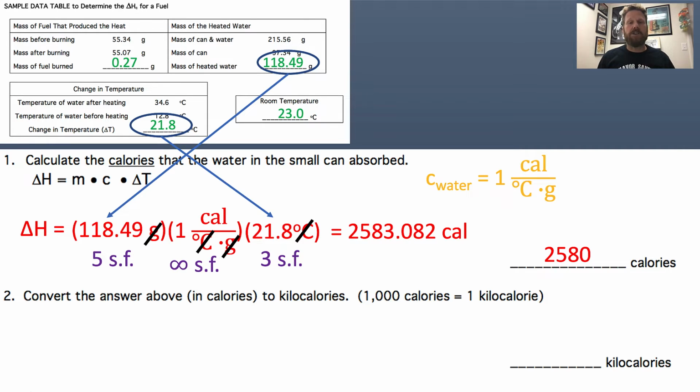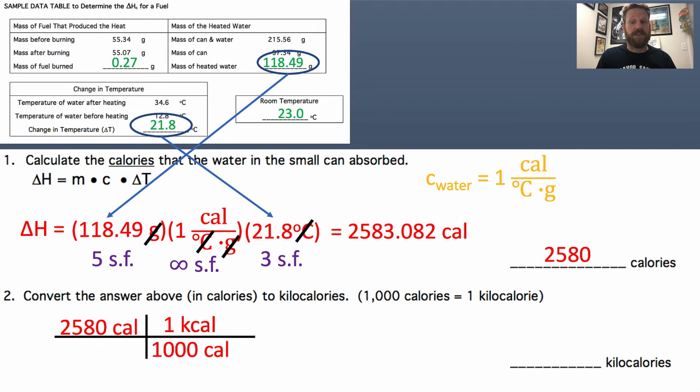The heat of combustion has units of kilocalories per mole. The remaining calculations will help us determine this value. Let's start by converting from calories to kilocalories. This is accomplished by dividing by 1,000, since there are 1,000 calories in a kilocalorie. Keeping with 3 significant figures, this gives us 2.58 kilocalories.